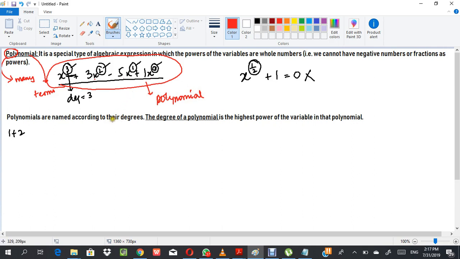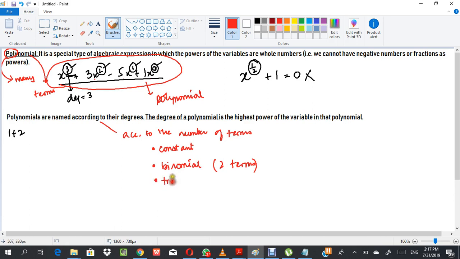So polynomials can be named according to the degrees and also according to the number of terms. And according to the number of terms, we can have either a constant polynomial, we can have a binomial which has only two terms, we can have trinomials, and beyond three terms, we just refer to them as polynomials.